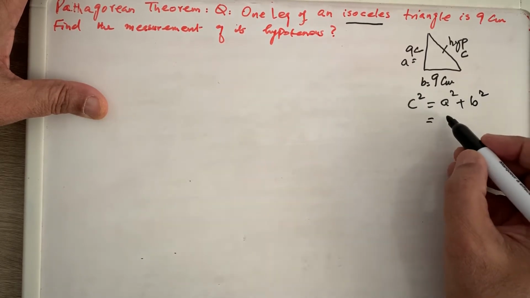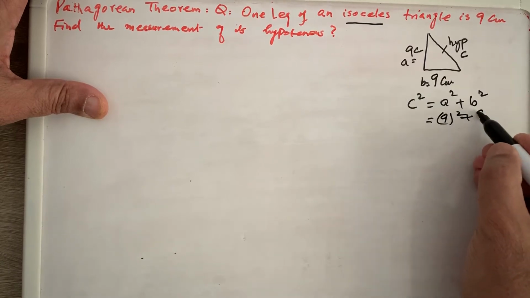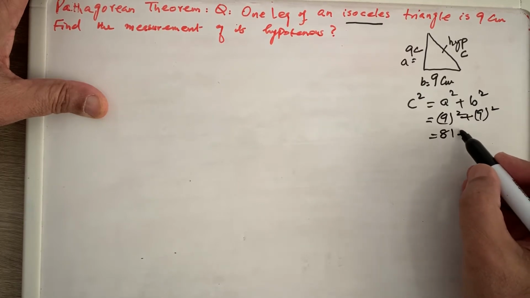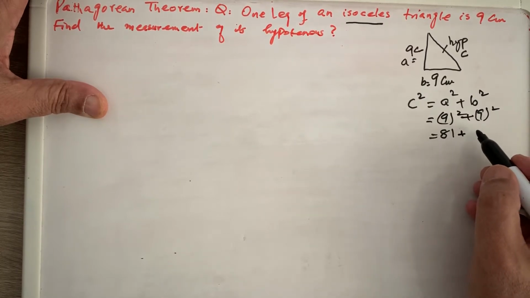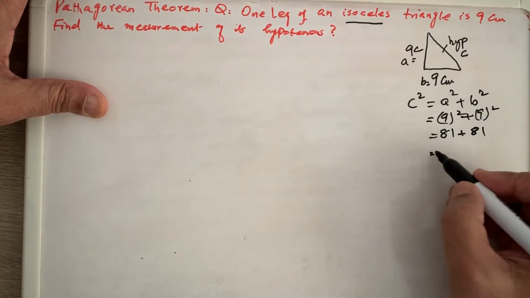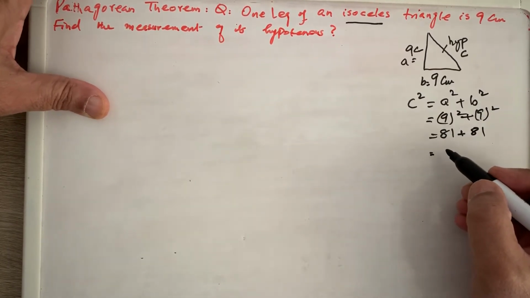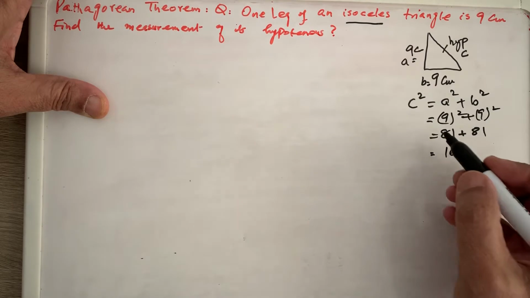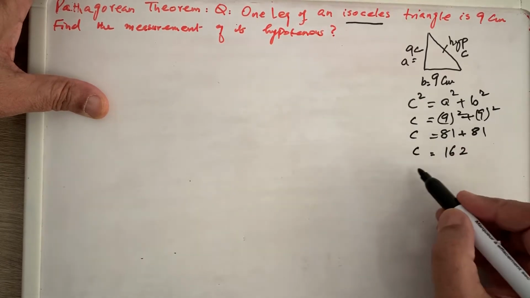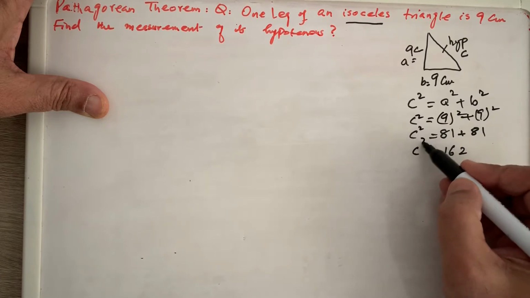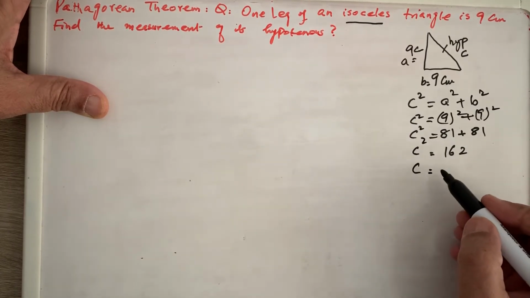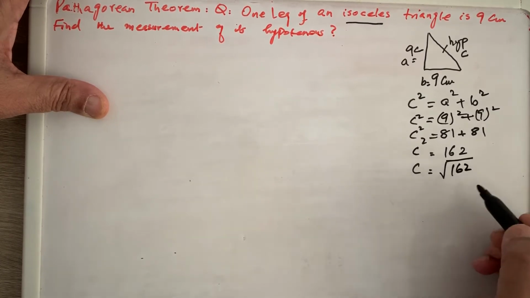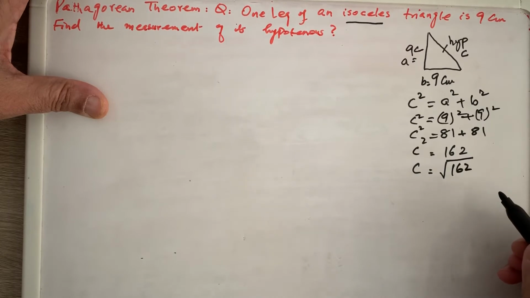So here we have 9 whole square plus 9 whole square, that is 81. 9 times 9 is 81 plus 81. So that comes out as how much? 2, 8, 8, 16, so 162. And then we have to take the square root of it, because this is the value of C square, and then we have to take the value of C, which is under root 162, and you can take the root by calculator, right?